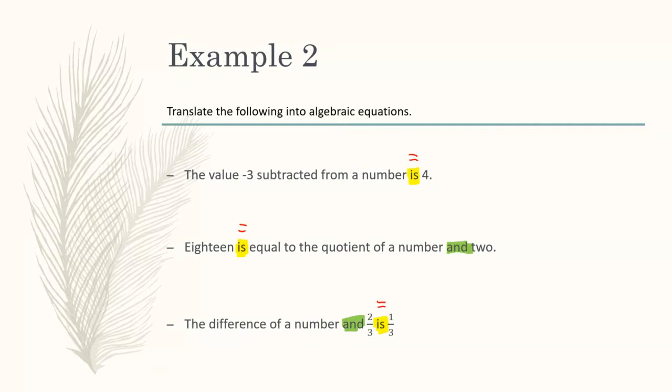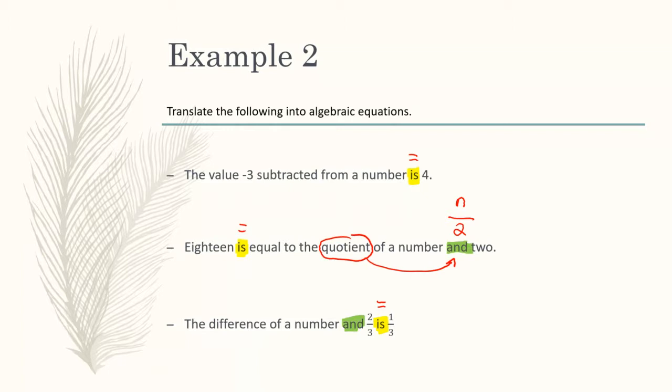So the one in the middle, 18 is equal to the quotient. Now that I found the word quotient, that means division, and so that means I'm going to have a fraction. When I have my fraction, what's before the fraction goes on top. So before the word and is number, so I'll just use n. And then what's after the word and is 2, so that's going to be on the bottom. So translating a quotient, a fraction, is a little different because instead of just putting the division symbol at the and, we're writing a fraction. And then what's before it goes on top, what's after goes on the bottom.